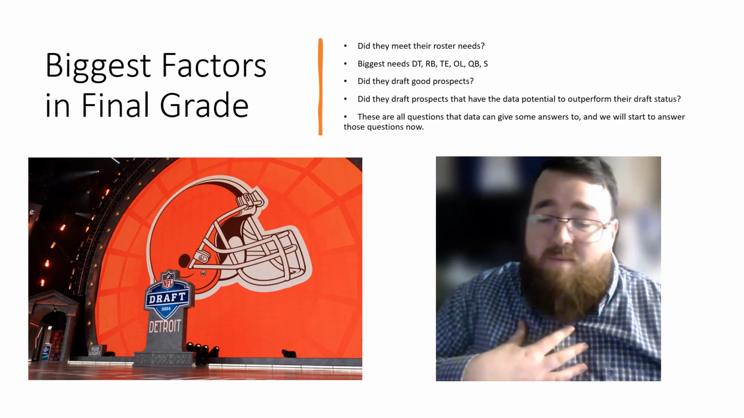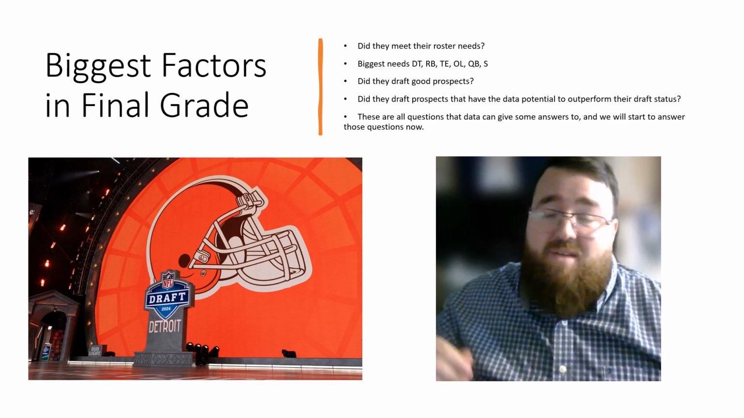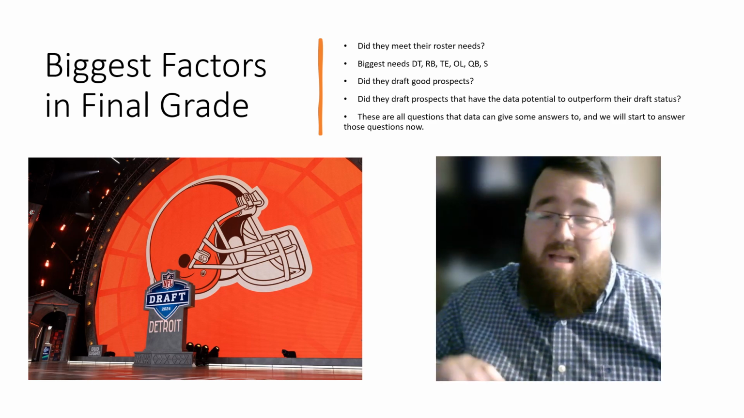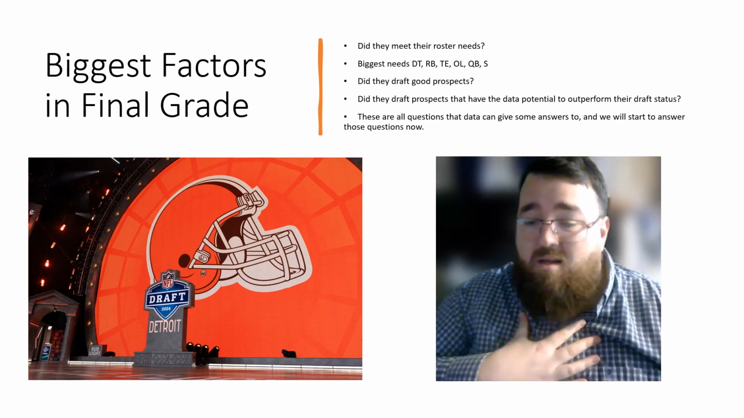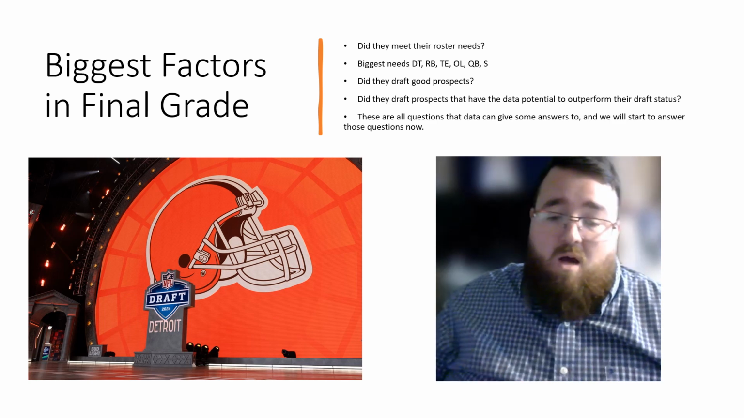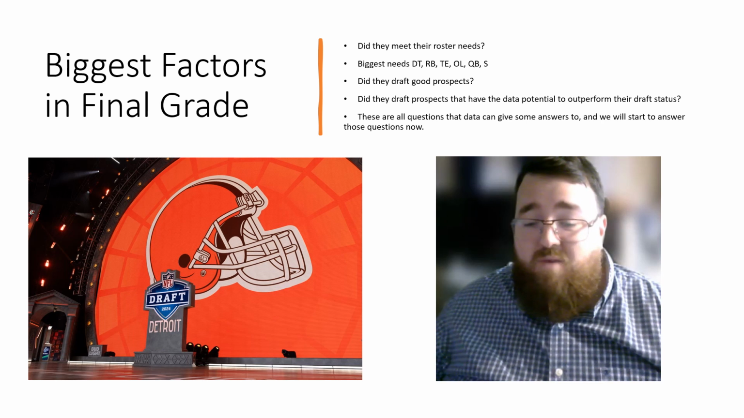I define good prospects as players that have a data grade of 70 or higher, because typically most starters are in that range. Anything lower than that is risky. So that's generally how I grade these classes, is if they got a prospect that at least hits 70 or higher. Also, did they draft prospects that have the data potential to outperform their draft status?